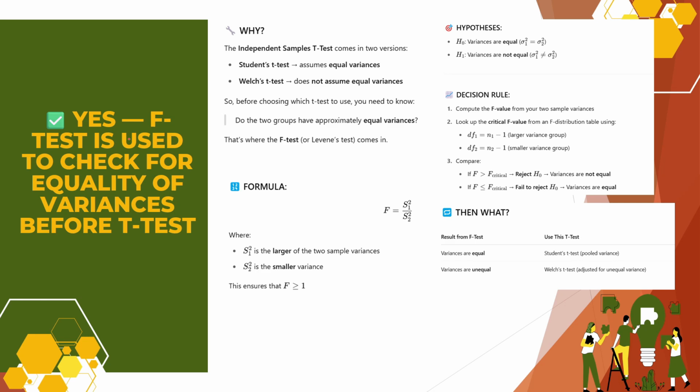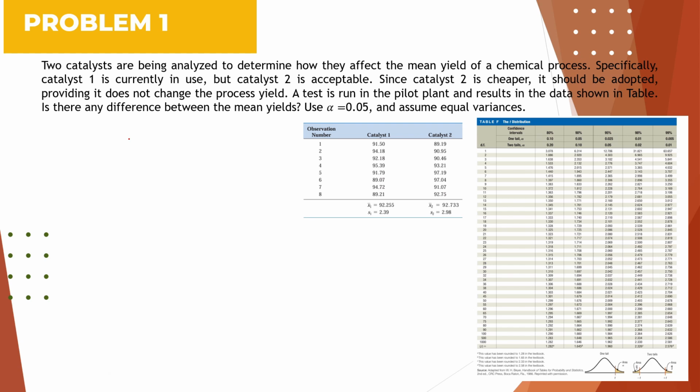So the first thing that we are going to do using the t-test: we have two versions here, the Student t-test and the Welch t-test. We have to test first with the F-test. Before using the t-test, test first whether the variances are equal or unequal. So that is the F-test. Let us have problem number 1.